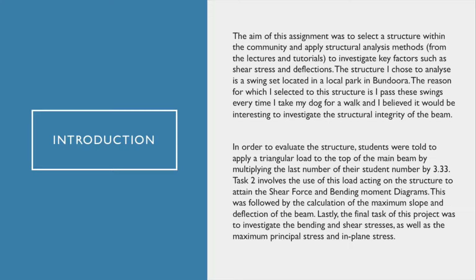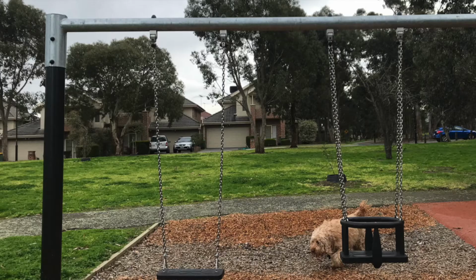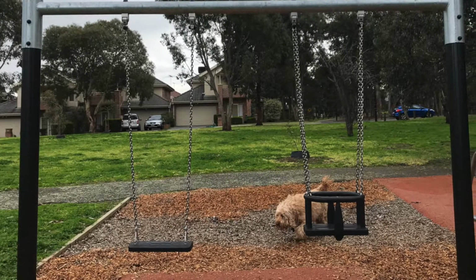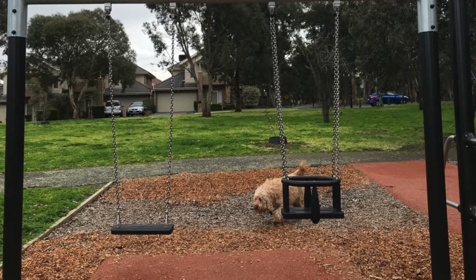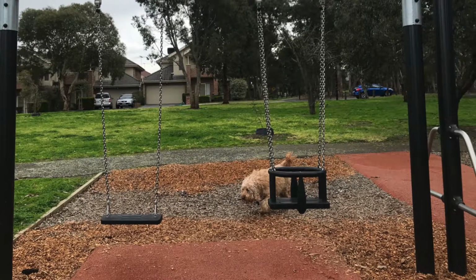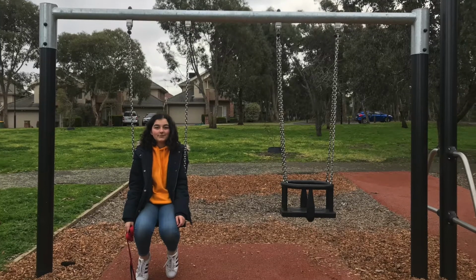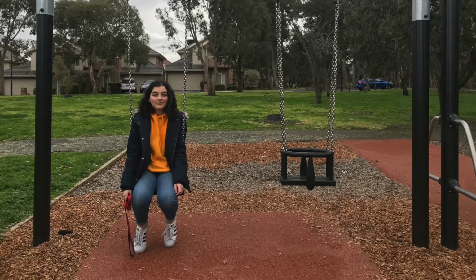The aim of this assignment was to select a structure within the community and apply a structural analysis method from the lectures and tutorials to investigate the key factors such as shear stress and deflections. The structure I chose to analyse is a swing set located in a local Bundoora park. The reason I chose to analyse this structure is because I pass these swings every time I take my dog for a walk, and I believe it would be interesting to investigate the structural integrity of the beam.